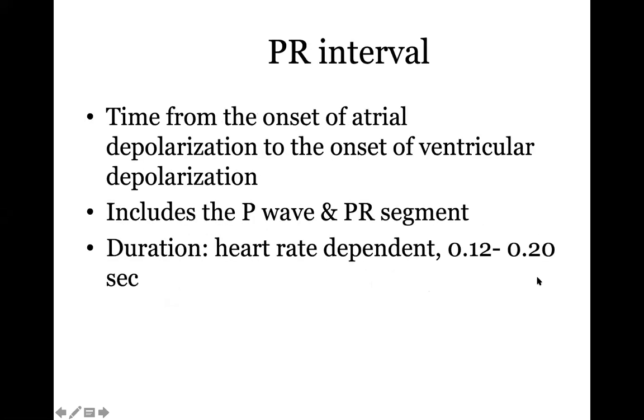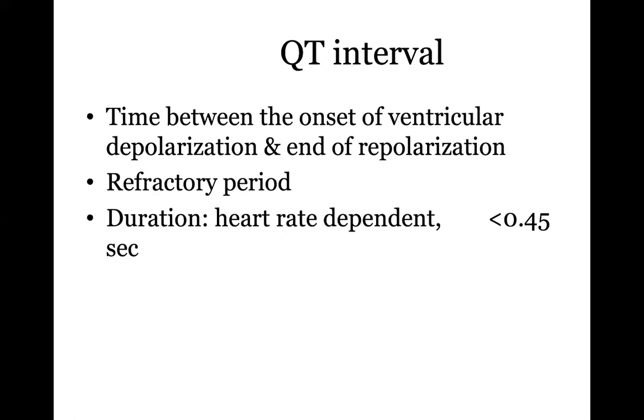So your PR interval is the time from the onset of the atrial depolarization to the onset of ventricular depolarization and includes the P wave and the PR segment. The duration is heart rate dependent, but the value is usually 0.12 to 0.2 second. If it is more than 0.2, we call it a block: first degree, second degree, or third degree AV block.